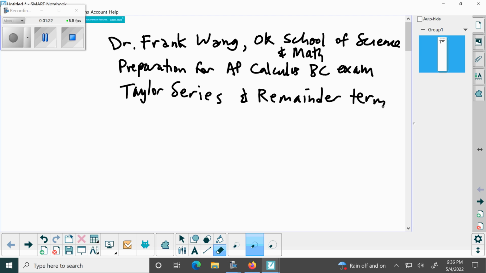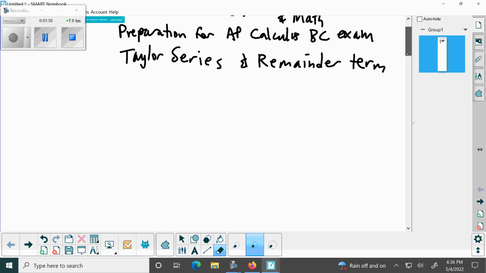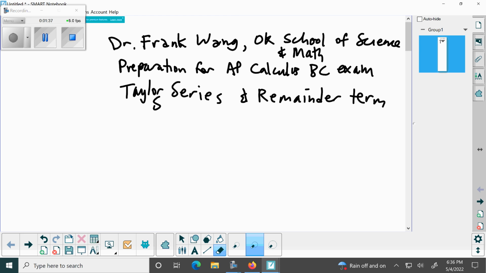So this is one of the most difficult things for students to understand. So I'm going to try to give some intuition for what's going on. So let's take a look at some functions here. Let's look at the sine function. So sine of x, we're going to look at y is equal to sine of x.